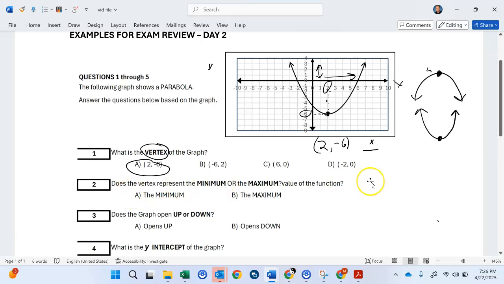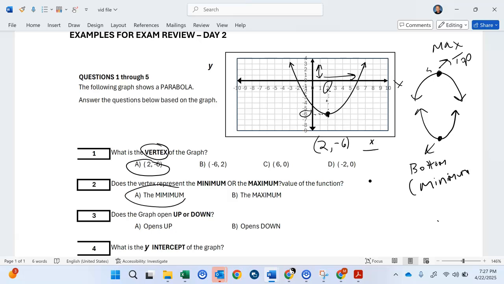The next thing is the maximum is the top, the highest it can go. So this is the bottom, so that would be the minimum. This one here has a bottom, so that is a minimum, okay? If it was over here like that, it would be a maximum, okay?